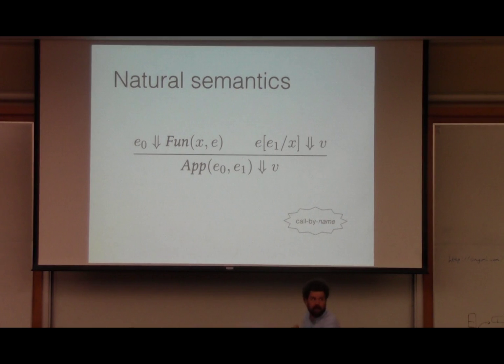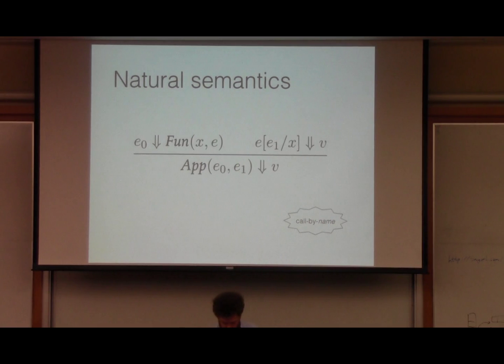This is not compositional now, so it might not satisfy your notion of a denotational semantics, okay. But it is the natural semantics for call by name here. Okay, and so if the body with the argument substituted in for x evaluates to v, then the whole thing evaluates to v.